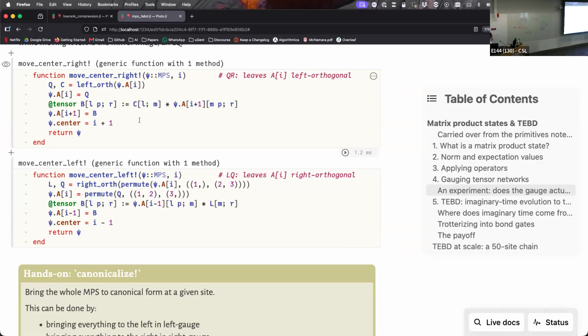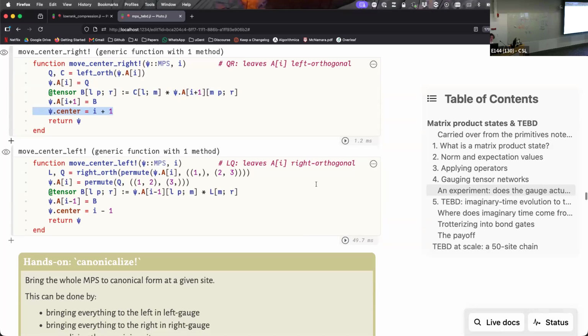And so the two basic functions that you need are: move the center right by one and move the center left by one. You can see here that in order to move it right, I just take my MPS tensor, I QR the state that I have, I leave the Q where it was, and I absorb the remaining factor on the next site. And for convenience, I set the center to be the next site over.